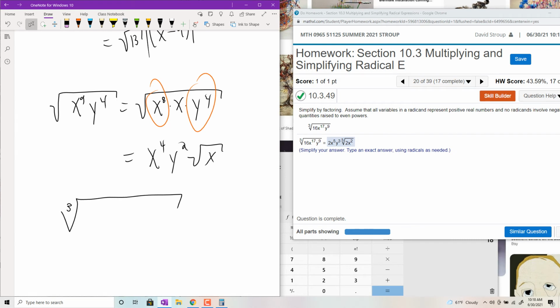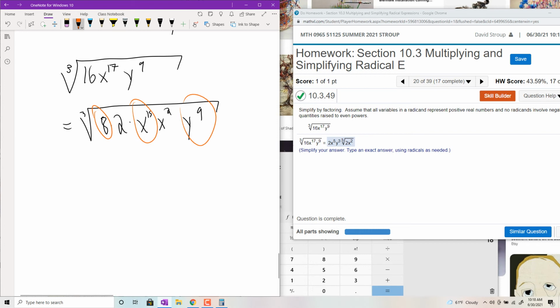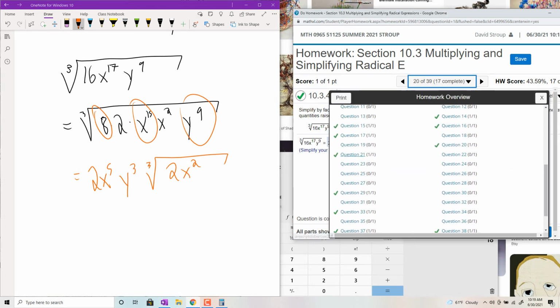Perfect cube, just simplifying. 16 x to the 17th, y to the 9th. 16 is the same as 8 times 2. 8 is a perfect cube. And then x to the 15th times x squared, and y to the 9th is a perfect cube already. So these guys can be marched out. So I'm going to get 2x to the 5th, sorry about the color, y cubed, and then cube root of 2x squared left over. It's 20, 21.